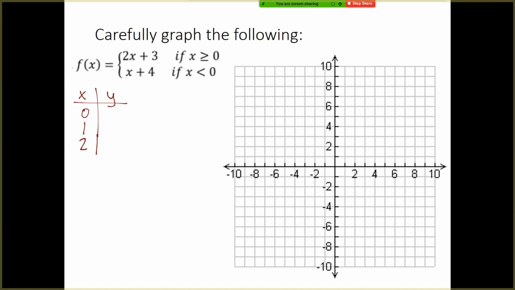Then I'm just going to plug these three numbers individually into this equation. So for the first one, if I take 2 times 0 plus 3, you get 3. Again, that was because 2 times 0 plus 3 equals 3. Then we're going to repeat. We're going to use 1. So 2 times 1 plus 3 equals 5. So 1, 5.